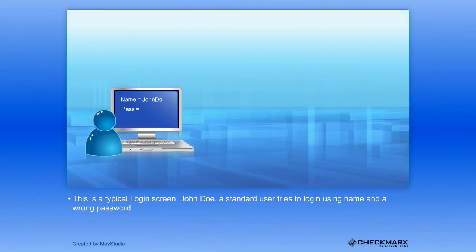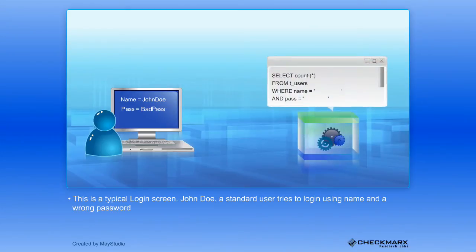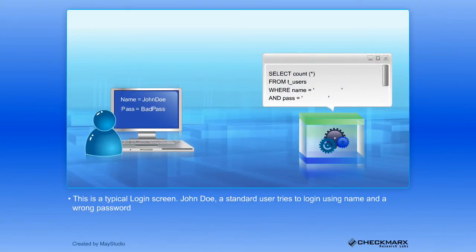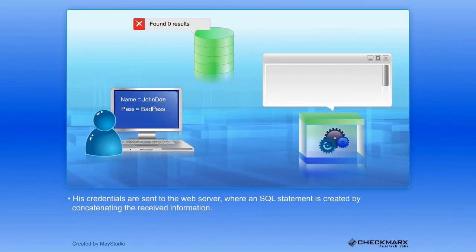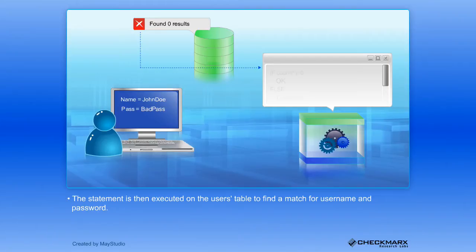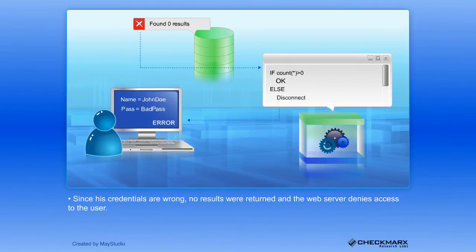This is a typical login screen. John Doe, a standard user, tries to log in with a username and an incorrect password. His credentials are sent to the web server, where an SQL statement is created by concatenating the received information. The statement is then executed on the user's table to find a match for username and password. Since his credentials are wrong, no results were returned, and the web server denies access to the user.